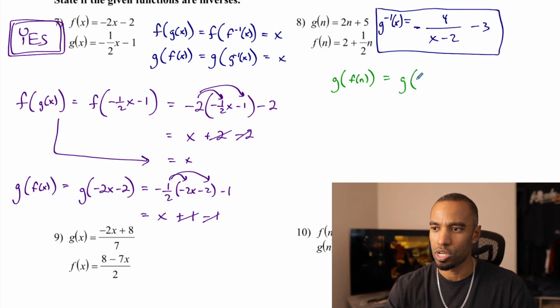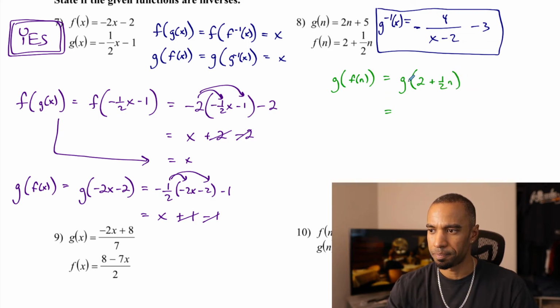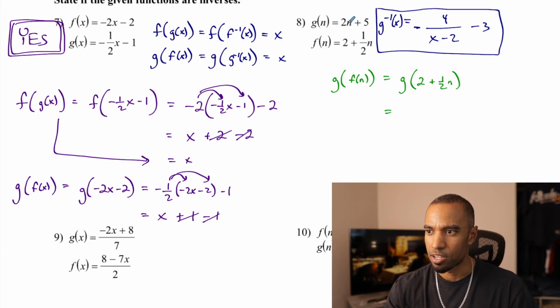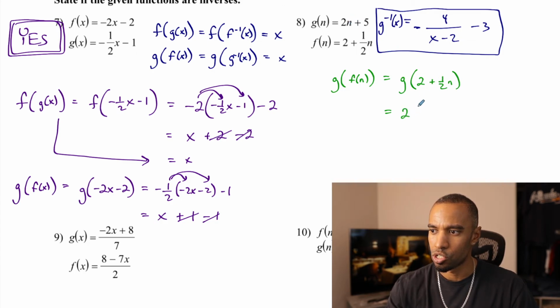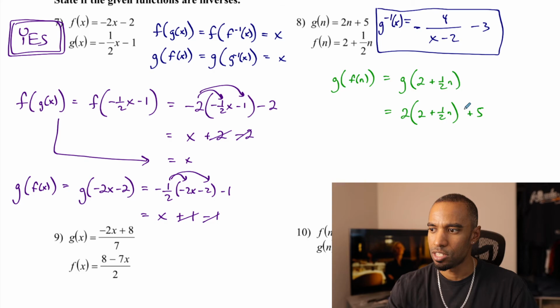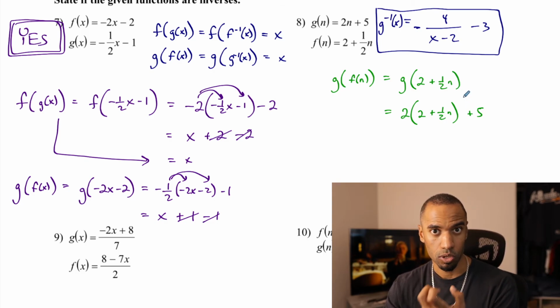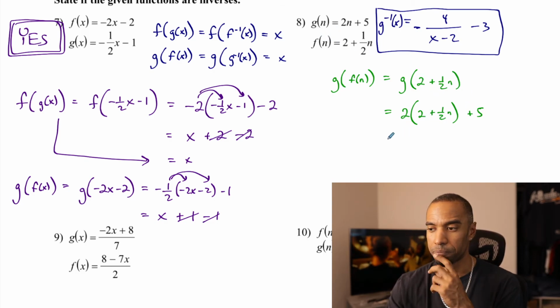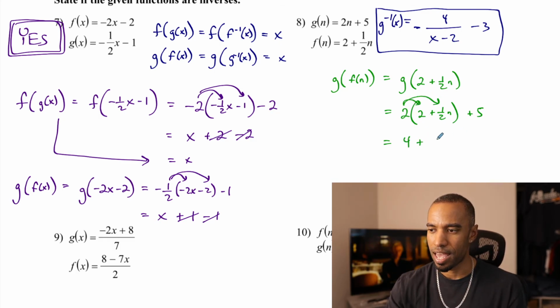So we are doing g of 2 plus 1/2 n, okay? That means that 2 plus 1/2 n is going to take n's place right here. 2 times, instead of n, we're going to write 2 plus 1/2 n, because that is f of n, and then plus 5. Let's see if the result is just n, because n is our independent variable now. 2 times 2 is 4. 2 times 1/2 n is n, so we get 4 plus n, and then plus 5. That becomes n plus 9.